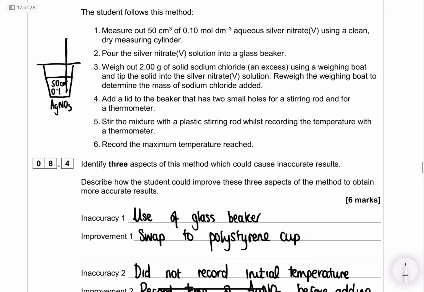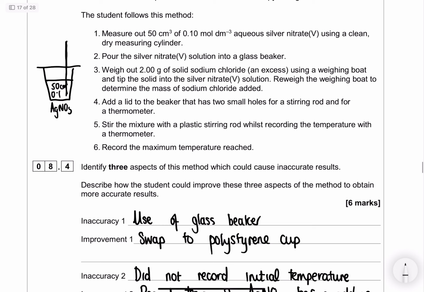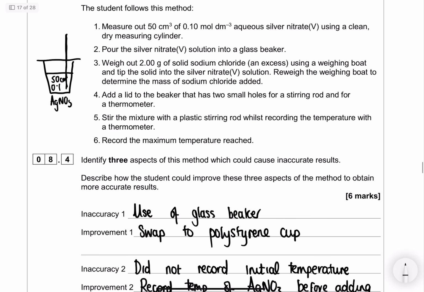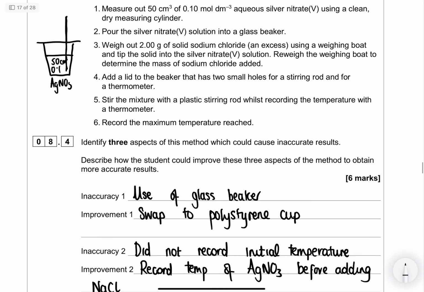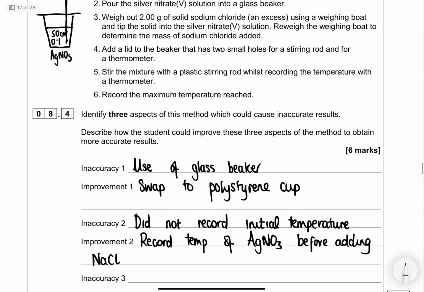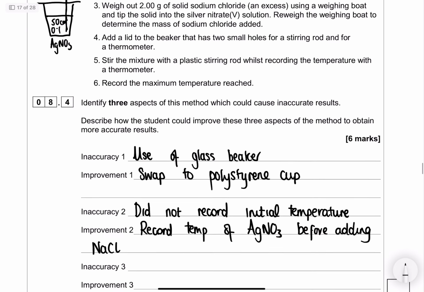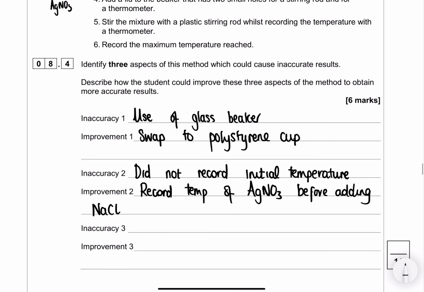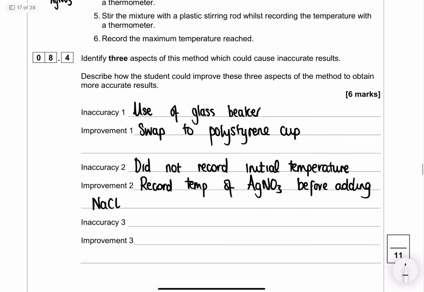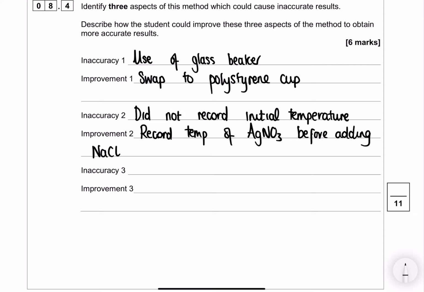So we need to have a think about what else is going on here. So they used a clean dry measuring cylinder. They've poured it into a glass beaker. They haven't explained how they're going to record the temperature. So they've recorded the maximum temperature reached. So really a better way to do this would be to record the temperature regularly and plot a graph. So the method does not take account of heat loss.